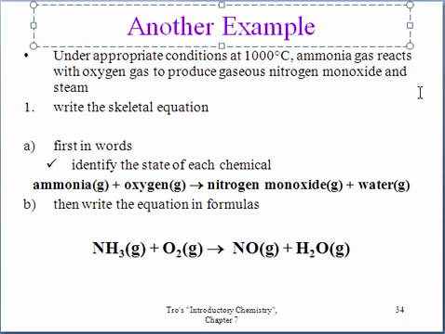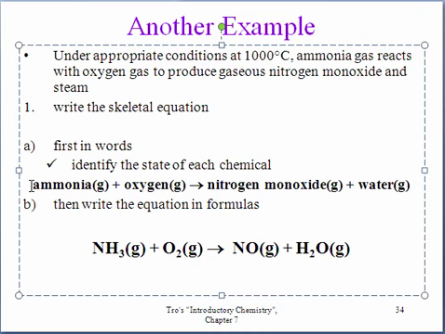Okay, let's look at another example. Under appropriate conditions at 1000 degrees Celsius, ammonia gas reacts with oxygen to produce gaseous nitrogen monoxide and steam. Okay, how do we write this? Well, first, it might be helpful to write what we can in words.